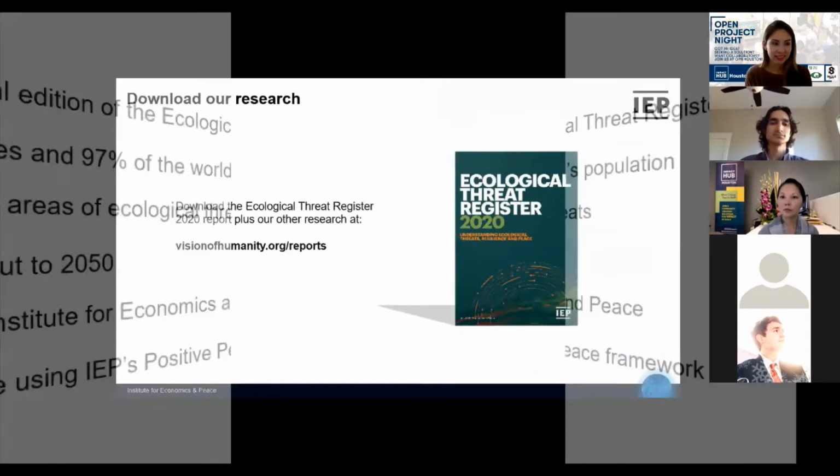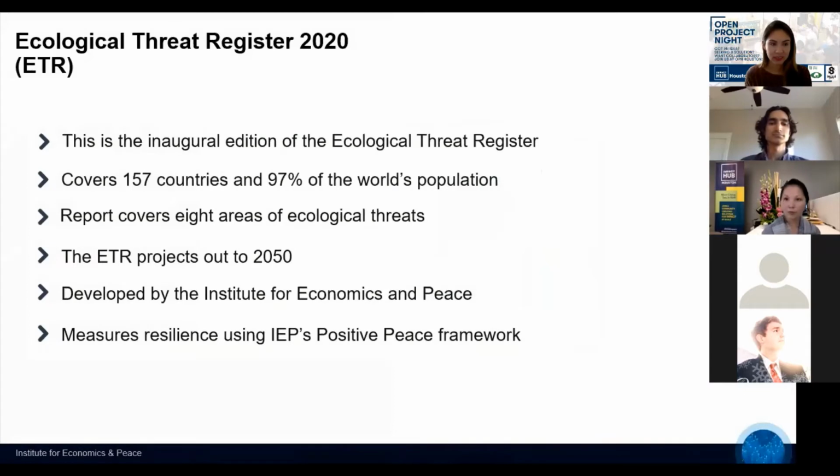You can see that they've got a lot of really interesting stuff in here. It covers 157 countries, 97% of the world's population, projects out to 2050, and shows 8 areas of ecological threats. And it measures resilience against the positive peace framework, like I was saying before. It kind of shows the correlation. So very, very neat tool there.